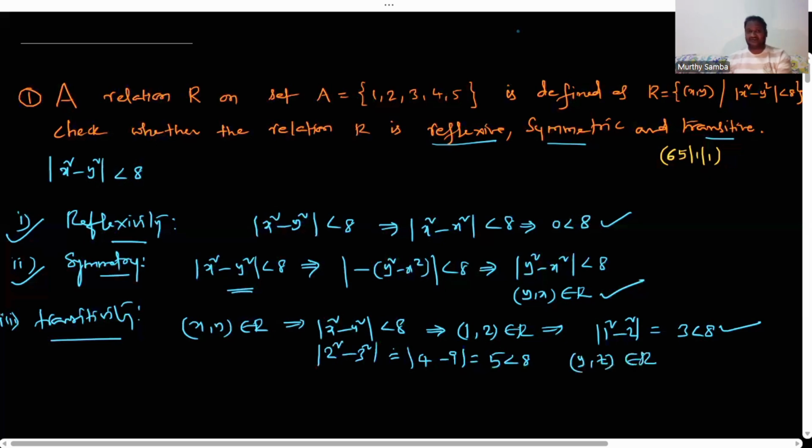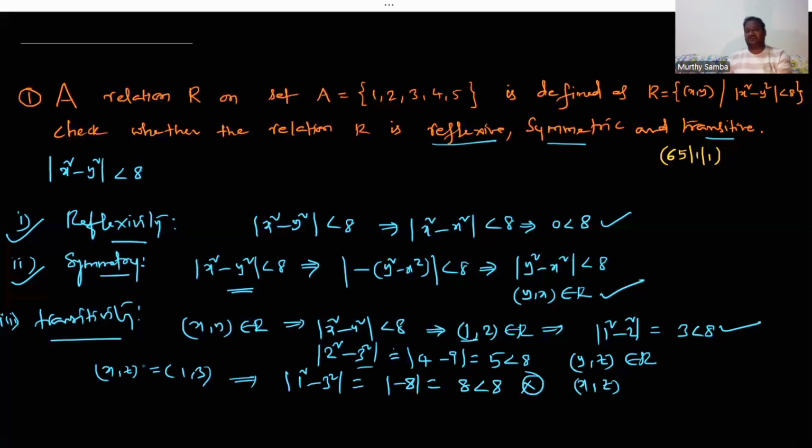Now, see whether (x, z) belongs to R or not. So what is (x, z) now? The value of x is 1 and z is equal to 3. So (1, 3), when you take them, modulus of 1 square minus 3 square is equal to modulus of 1 minus 9, which is minus 8. Modulus of minus 8 equals 8 only, no? Is 8 less than 8 true? It is not true. It means (x, z) does not belong to R.